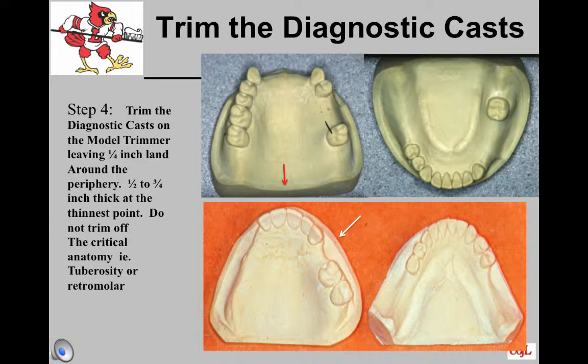Be sure you don't trim off critical anatomy. You want to have the retromolar pad complete, the tuberosities complete with the hamular notch, and the retromylohyoid fossa should appear on the cast. So be very careful not to trim off the important anatomy.